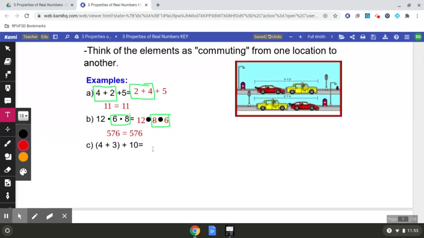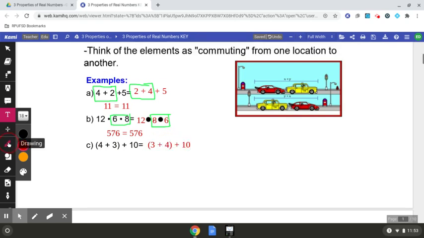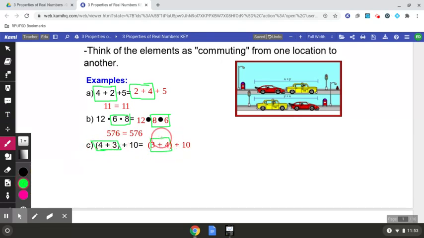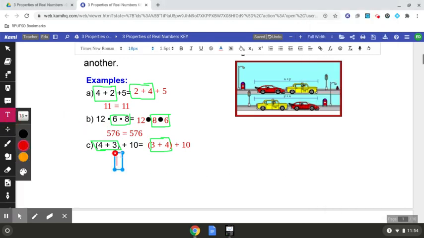Okay, and then the next one, I could change the order inside the parentheses. So let's just say I changed it and made it 3 plus 4 plus 10. So now what I did was I changed the order of my 4 and 3 and made it 3 plus 4. Again, I could prove this in the calculator. Parentheses 4 plus 3 plus 10 gives me 17. And then parentheses 3 plus 4 plus 10 is also 17. So they're again equal to each other, proving that my order does not matter.